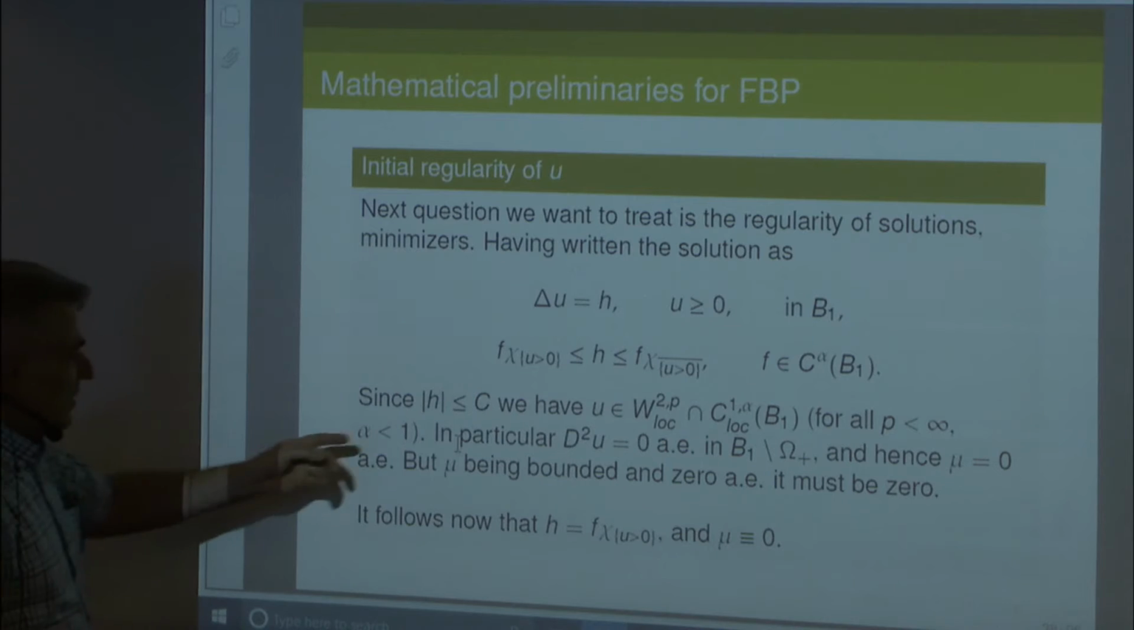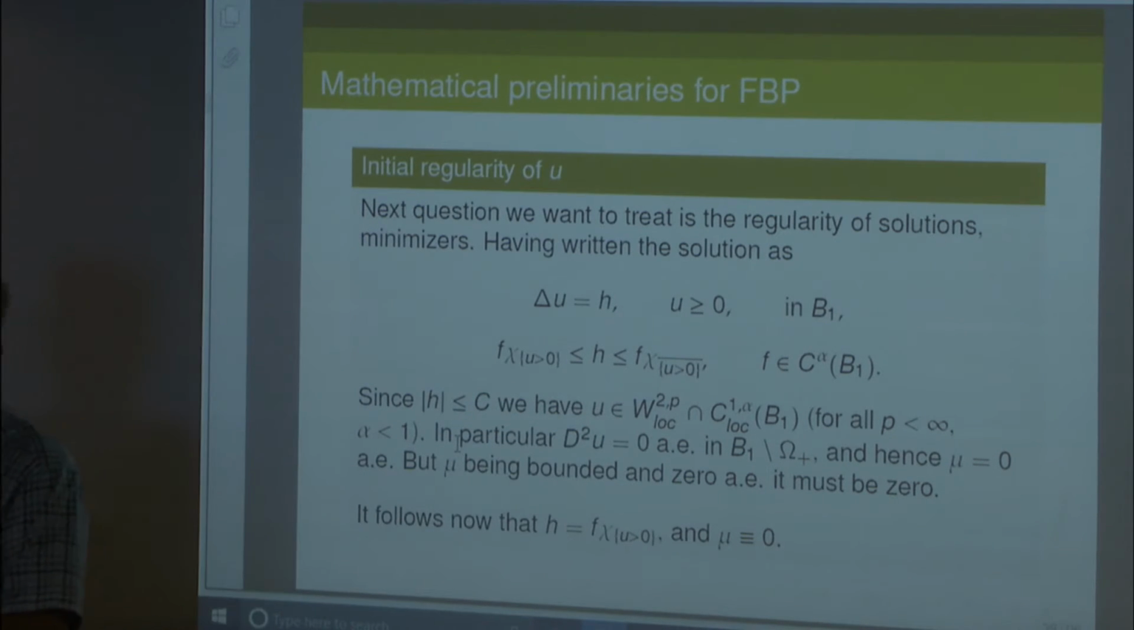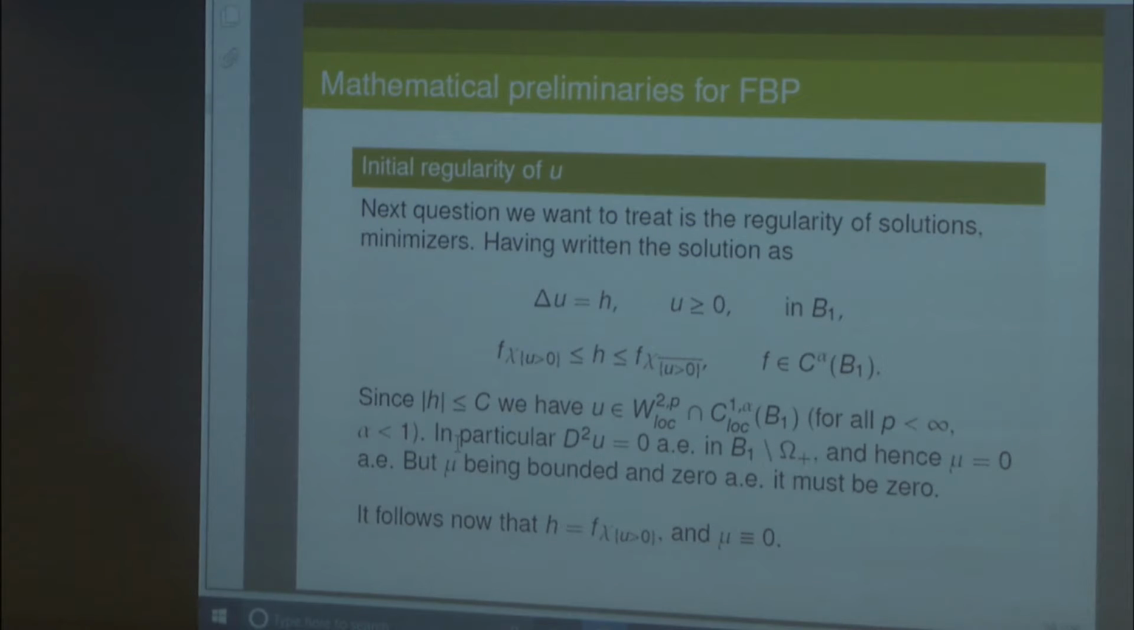And let's not forget that from here we also have directly a C1 alpha or W2p solution for any p less than infinity and any alpha less than 1. If you're not familiar with this notation, C1 alpha means that the gradient of the function is Holder alpha. I'm aiming at proving that alpha is 1. Classical PDE will not be able to give it to me. So there's no technique in classical PDE.